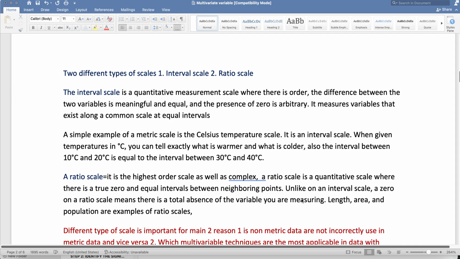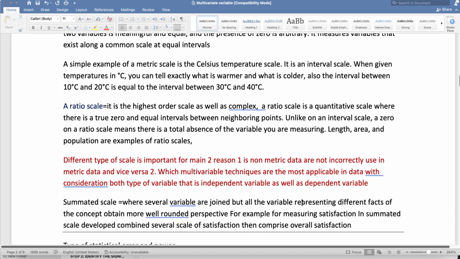A ratio scale. It is the highest order scale as well as a complex. A ratio scale is a quantitative scale where there is a true zero and equal interval between neighboring points. Unlike on an interval scale, a zero on a ratio scale means there is a total absence of the variable you are measuring. Length, area, and population are examples of ratio scale.